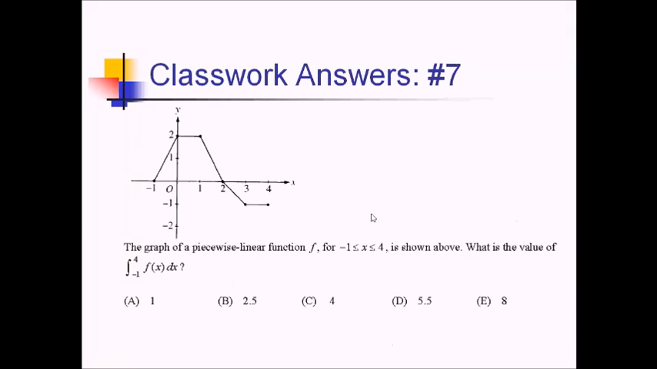On this problem, we're given a piecewise function between -1 and 4. We want the value of the integral from -1 to 4 of f of x dx. So this is the graph of f here. If we're finding this integral, we essentially want the area between this graph and the x-axis.